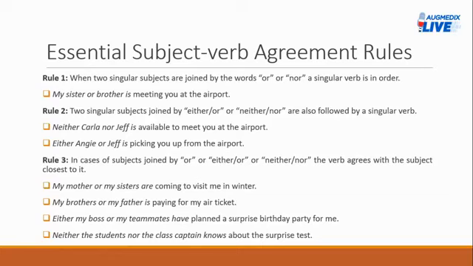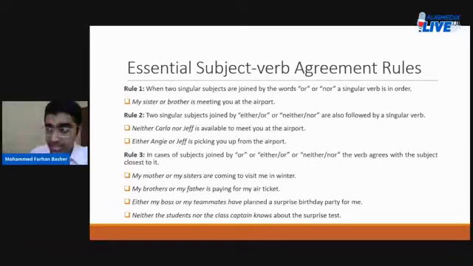Rule 1. When two singular subjects are joined by the words "or" or "nor," a singular verb is in order. Let's try to understand this. When two singular subjects are joined by "or" or "nor," a singular verb is in order. For example, my sister or brother is meeting you at the airport.